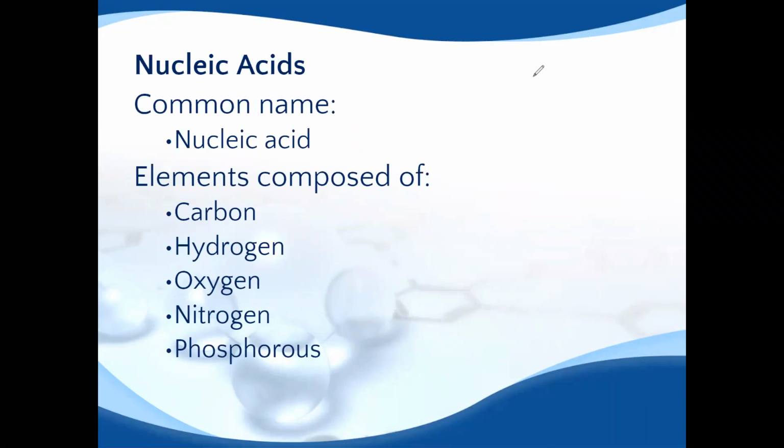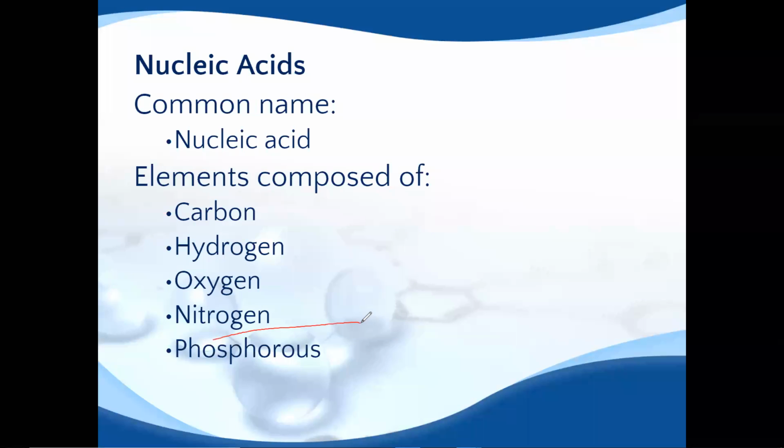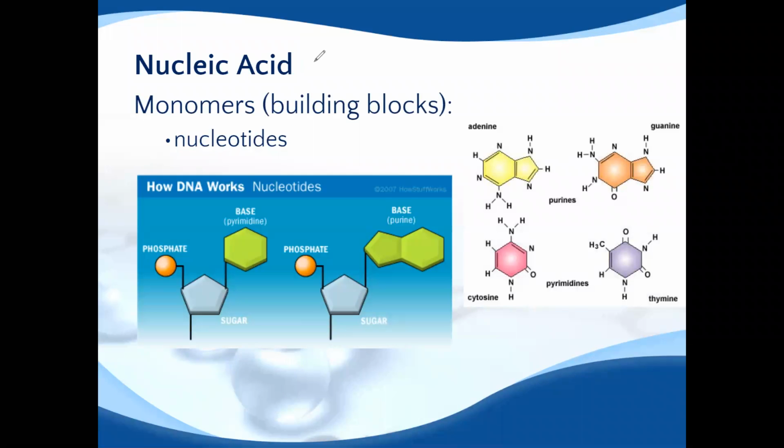Last on our list that we have to talk about is nucleic acids. Nucleic acids are going to be composed of carbon, hydrogen, oxygen, nitrogen, but also phosphorus. So phosphorus is the new one on that list that is unique to nucleic acids. The monomers or building blocks of nucleic acids are nucleotides. So you see that commonality in the word. We have N-U-C-L-E up there, N-U-C-L-E down here. That's very common. So anytime you see that, you should be clued in that we're talking about a nucleic acid.